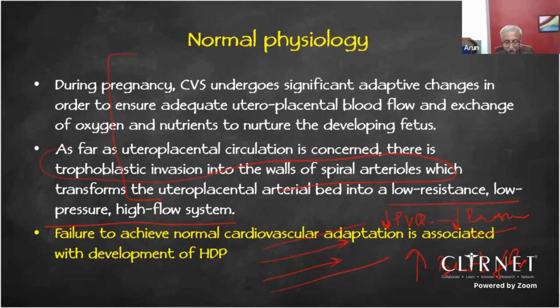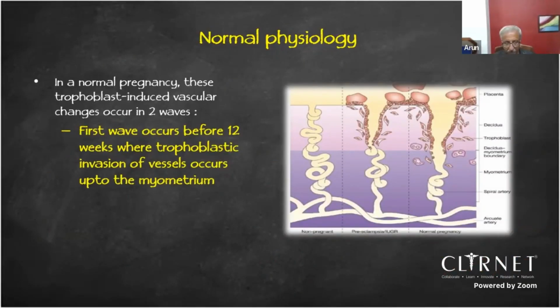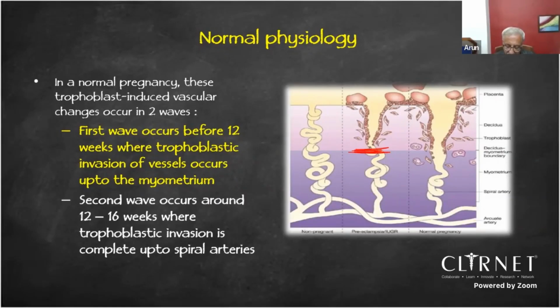Again, try to understand. This occurs in two waves. In wave one, the trophoblastic invasion occurs only up to the myometrial level. The trophoblast invades the blood vessel only up to here. In the second phase, that means at 12 to 16 weeks, it involves the spiral arteries which are there in the myometrium. This is what happens in a normal pregnancy.